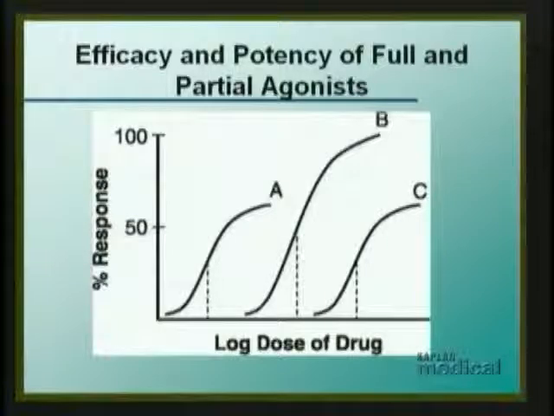Yet, let me play the devil's advocate a little bit and let me ask you, what if I wanted to achieve 80% response? Is drug A still the most potent for 80% response? Obviously, if you follow an 80% response line, drug A never reaches 80% response. Drug B does. So now who becomes more potent for an 80% response?